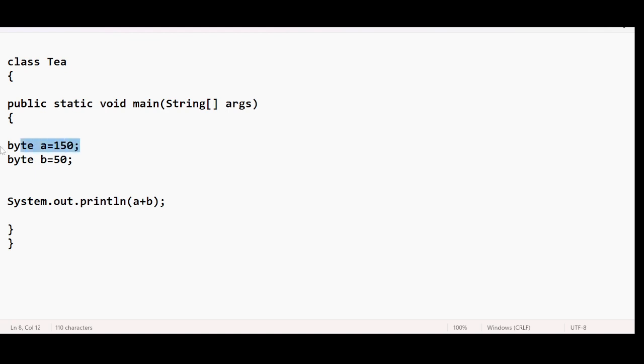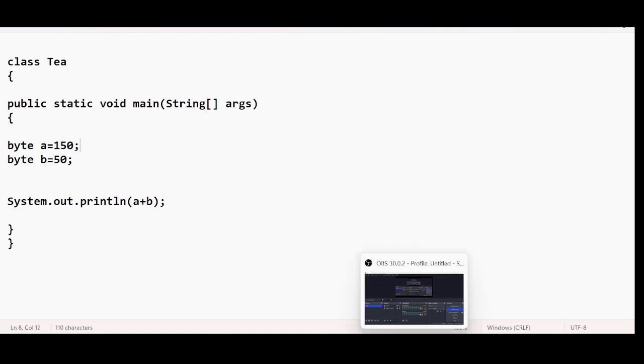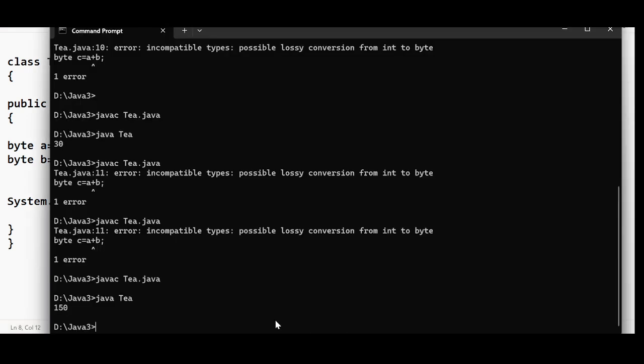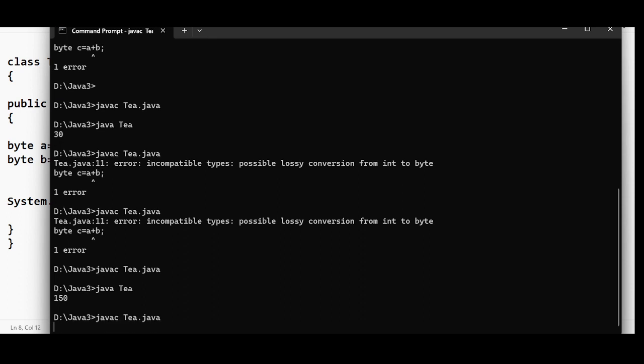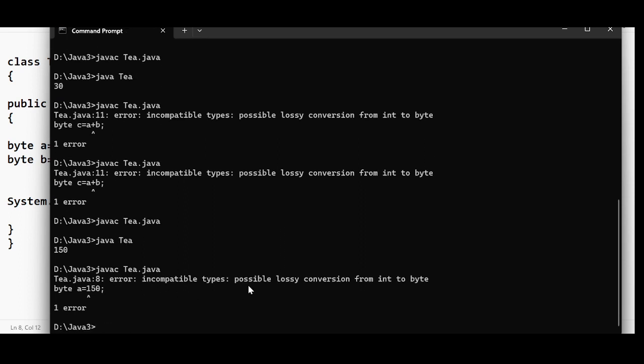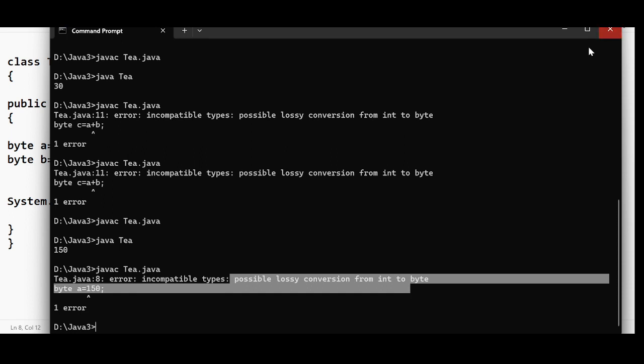See, byte A equal to 150 is a kind of violation, isn't it? Don't you think so? The byte can occupy a maximum value of minus 128 to plus 127. So 150 is out of the range. Violation. Right? If I run this, we get error, isn't it? See, possible lossy conversion. Violation.